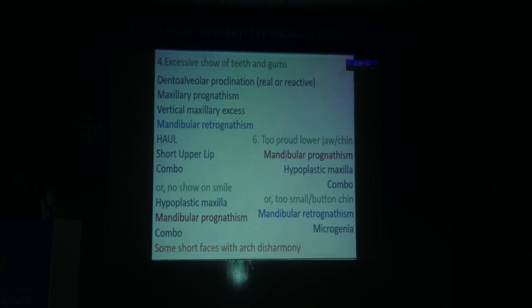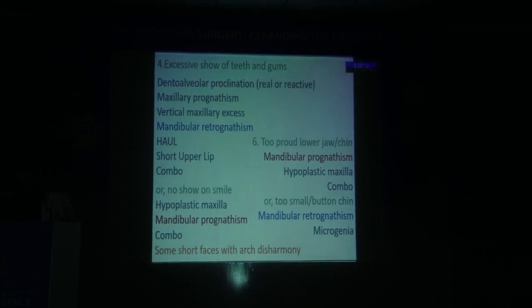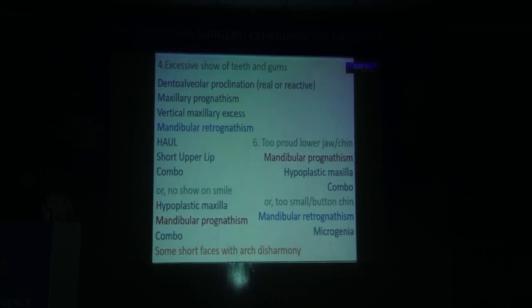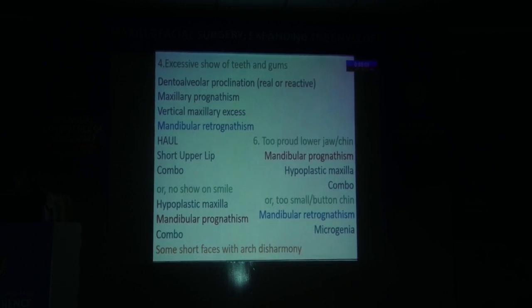Well, we have all seen Julia Roberts. She has a beautiful smile. Whenever she smiles, it just jumps up to show her gum. Would you want to treat her? That is a hyperactive upper lip, or a short upper lip, or a combination.